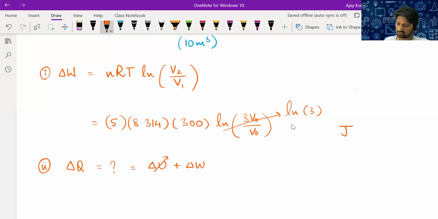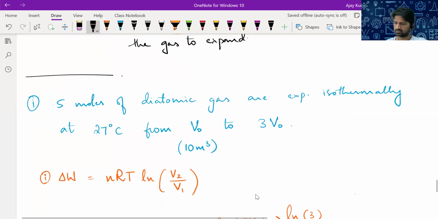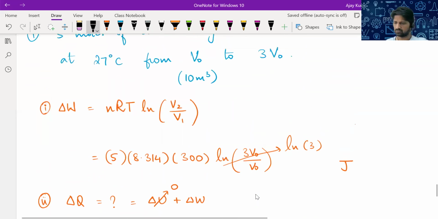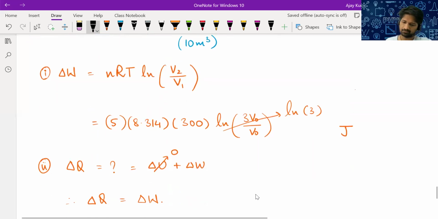In an isothermal process, delta U is zero. Temperature doesn't change, so internal energy doesn't change. Therefore, heat supplied to the gas will be the work done by the gas itself. So the same answer for delta W you'll write here. That is the heat that must have been supplied to the gas. So you didn't actually have to know what kind of gas it is. Monatomic, diatomic doesn't matter. Polyatomic. Exact volume also doesn't matter. You just need to know the ratio of volumes, final volume to initial volume, to answer this problem.